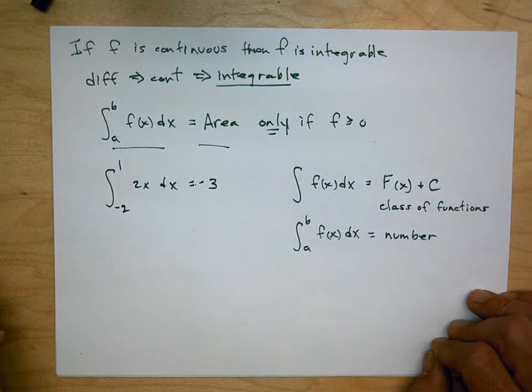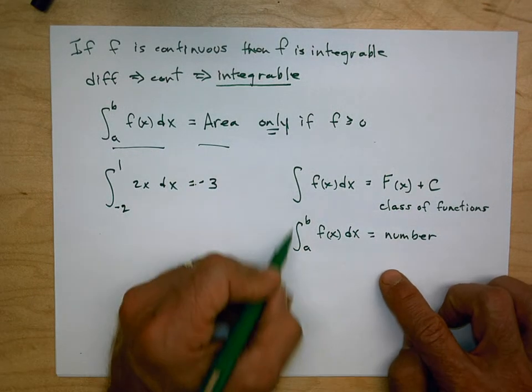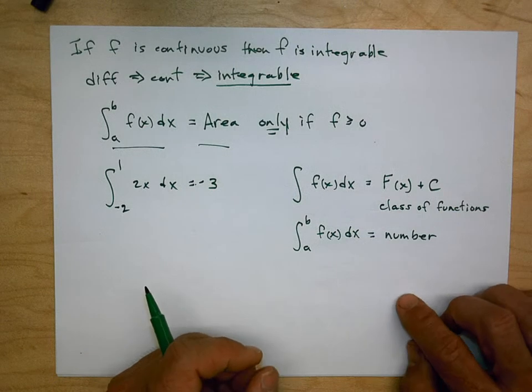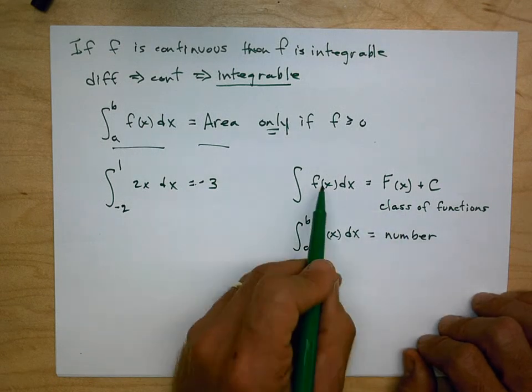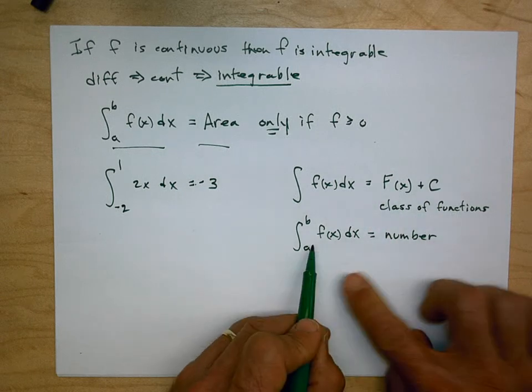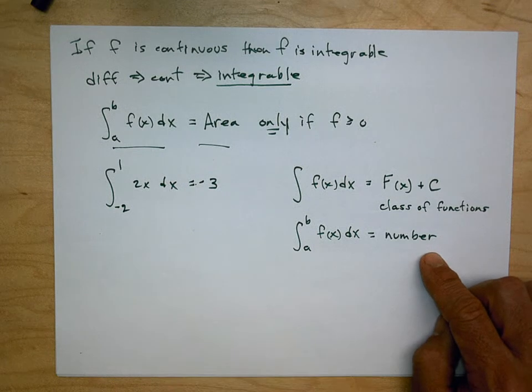All right. So we will see that there's a reason we use the same notation, and we'll talk about that when we talk about the fundamental theorem of calculus. But for now, you should note that these are different things. This gives me a function or a class of functions, and this represents a number. All right. Last couple examples.